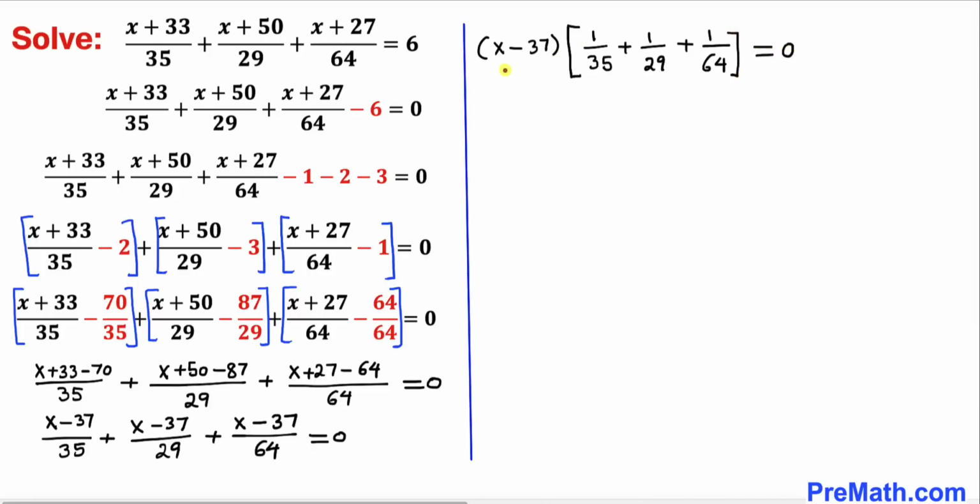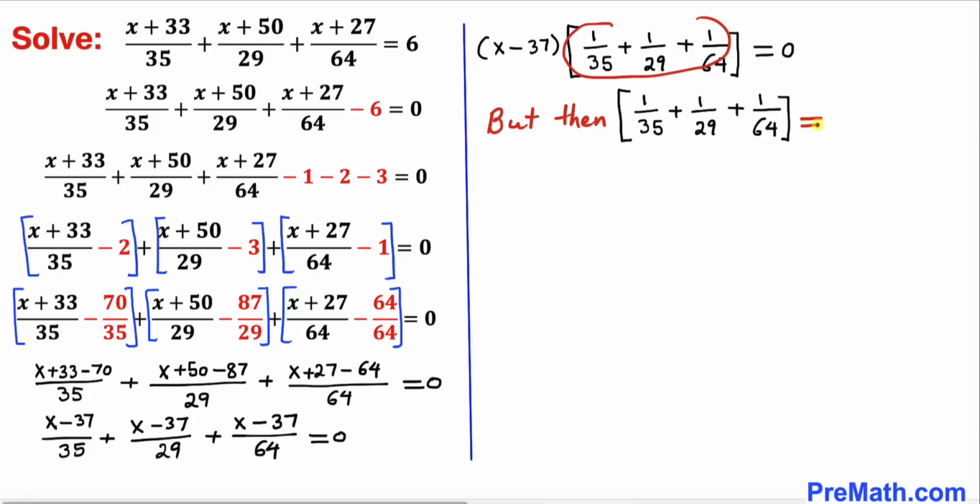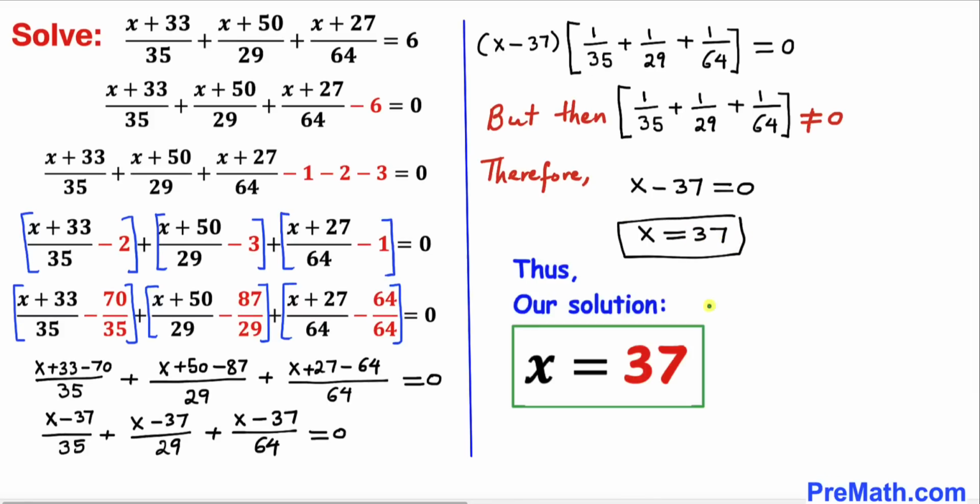And now we see that we got two factors, this factor and this factor, whose product equals 0. But then we know that this part over here cannot be equal to 0. So therefore, this factor has got to be equal to 0. Let me go ahead and write x minus 37 equals 0. Let's move this negative 37 to the right hand side. So therefore, x turns out to be equal to 37. So therefore, our solution turns out to be x equal to 37.